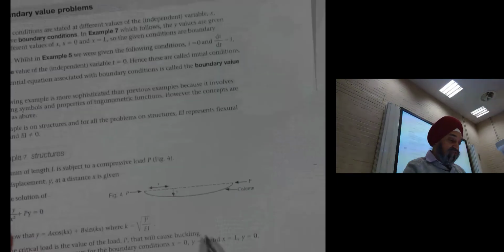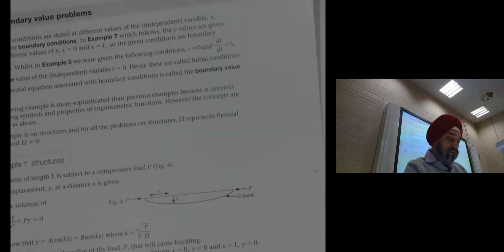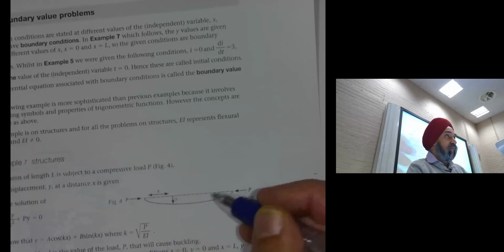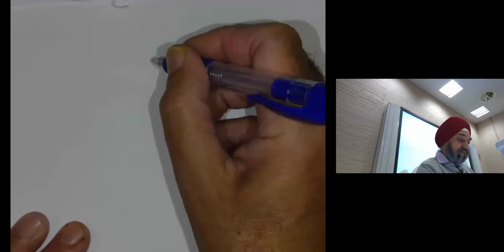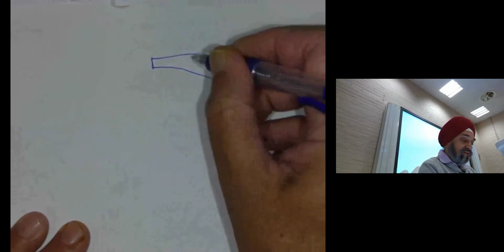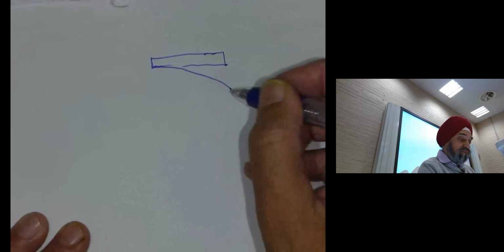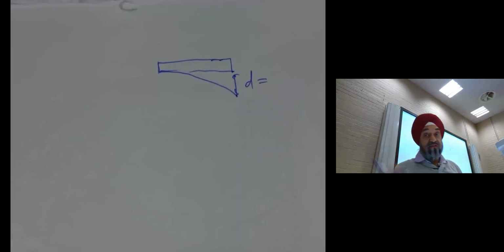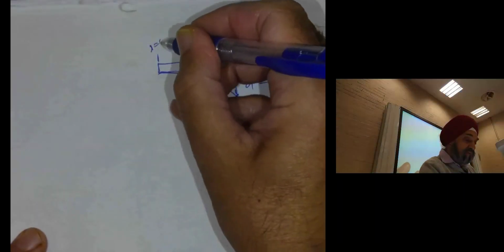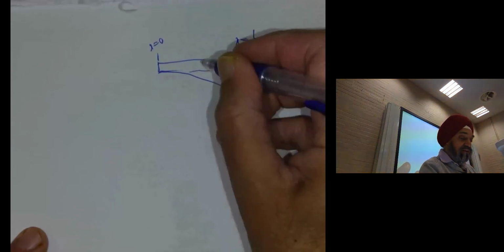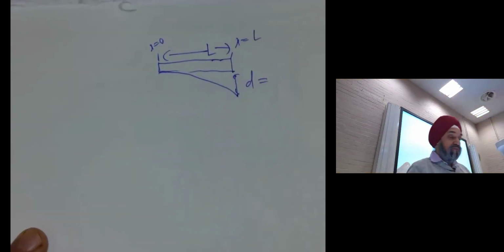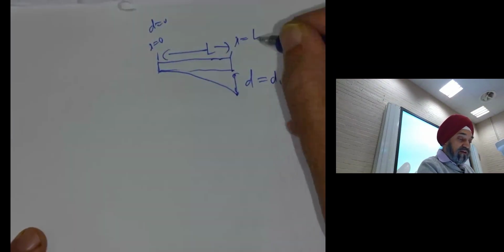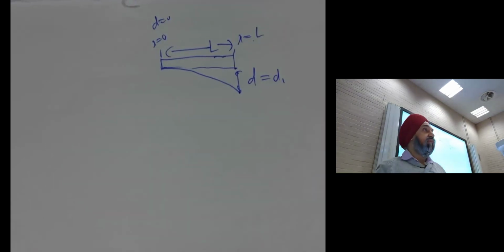Or here's one in structures. You put a load and you force it down, both ends are 0, and in the middle is something else. Generally you might have something which is bending like that. So that's called a boundary value problem. That's your deflection d. You may measure from here the distance, x is 0 here, and x is equal to L. Let's say the length of this beam is L. You're given that when x is 0, d is 0, and when x is equal to L, d is equal to d1. Yeah, those are called boundary value problems.